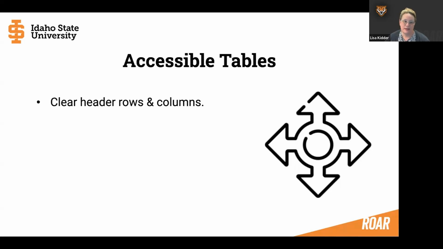Accessible tables have clear header rows and column rows. Please note that this is header, not heading. So previously we did a webinar about headings and paragraph structures where you get a heading 1, heading 2, those types of things. A header row in a table is not the same thing.